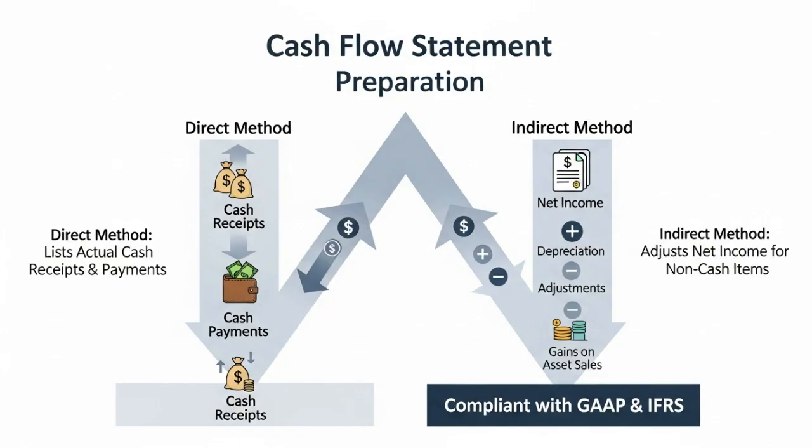Both methods ultimately arrive at the same net cash flow from operating activities, but they present the information in different formats. The direct method is often considered more intuitive, as it directly lists the actual cash receipts and cash payments for operating activities, such as cash received from customers and cash paid to suppliers.